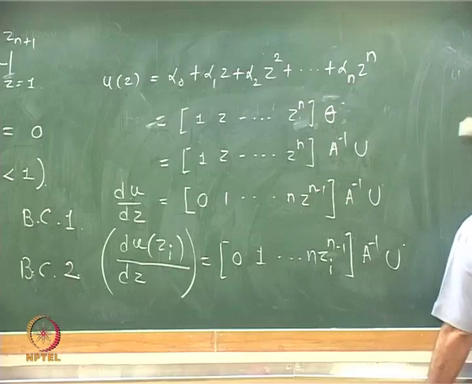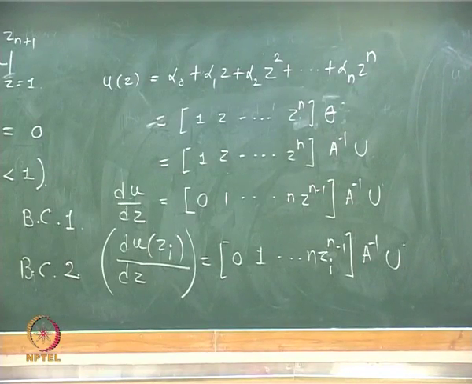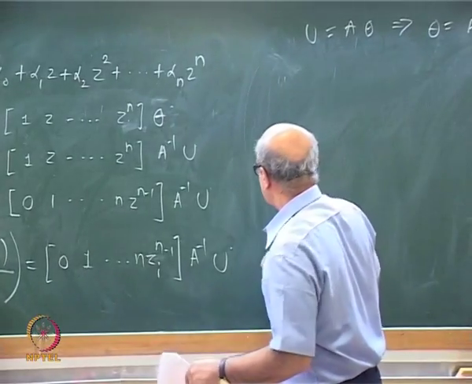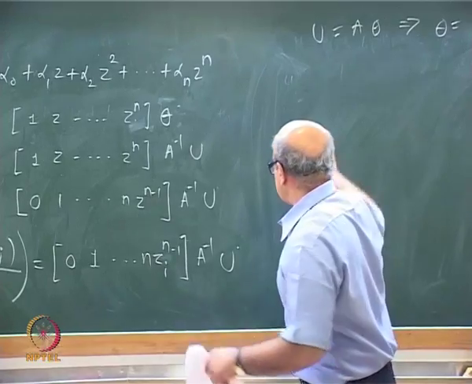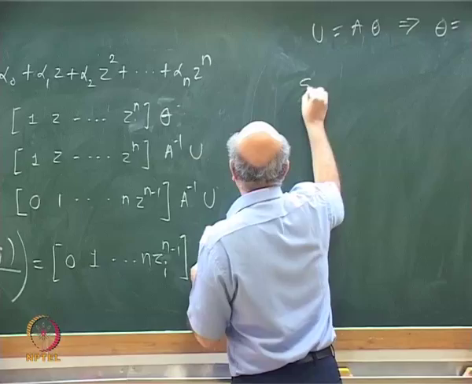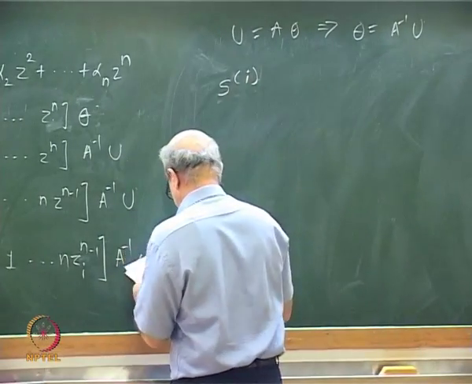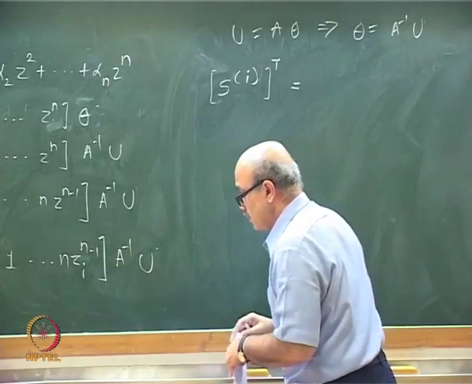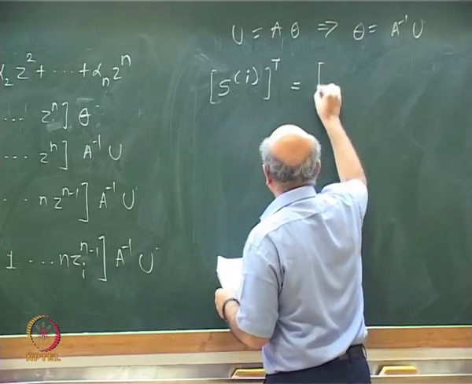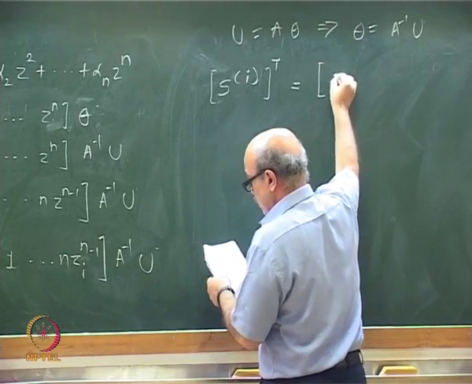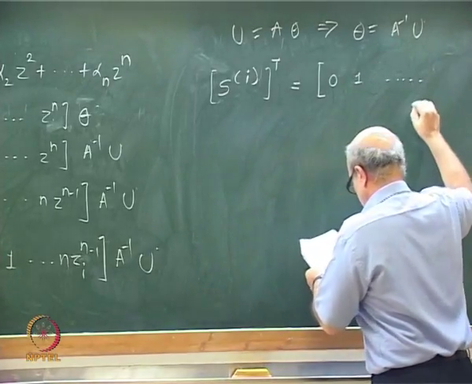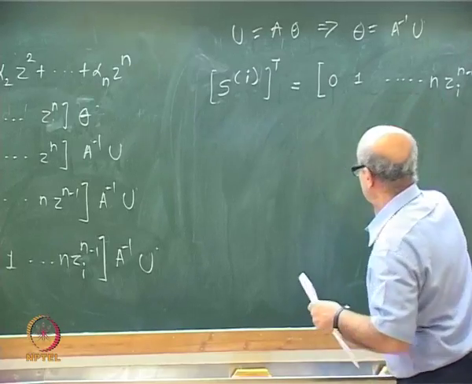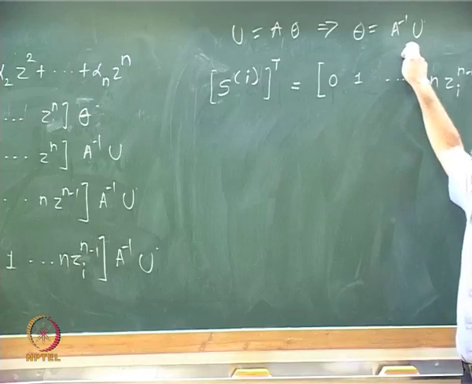Similarly, we derived the expression for the second derivative. But before I move to the second derivative, I call this vector Si transpose. This Si transpose was defined as 0, 1, and so on. This A matrix is known to us.